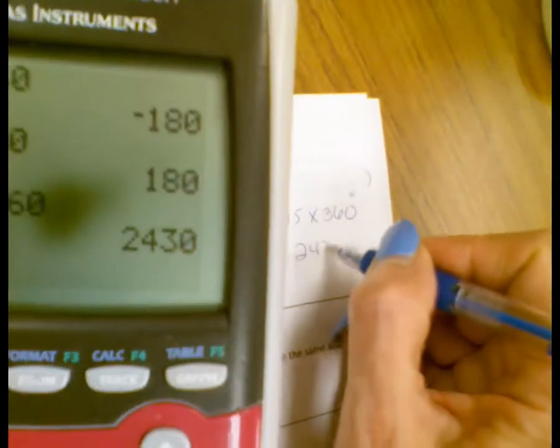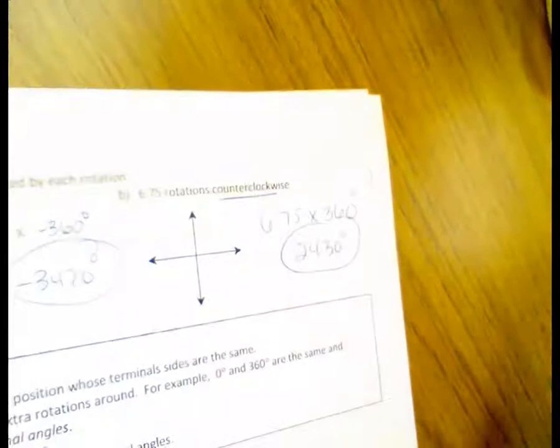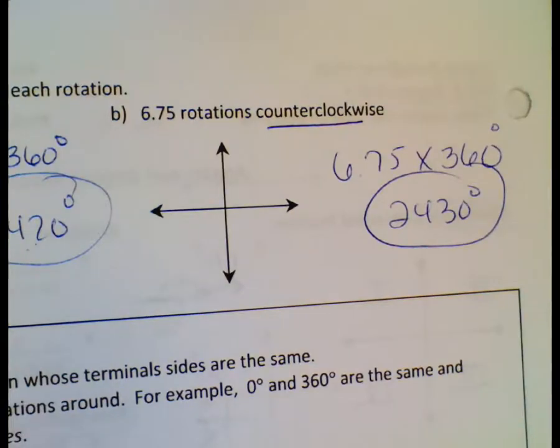Which is 2,430. That's your answer, 2,430. This is really light today. I don't know why this is so light. I'm going to give me a, oh, there, it's better.